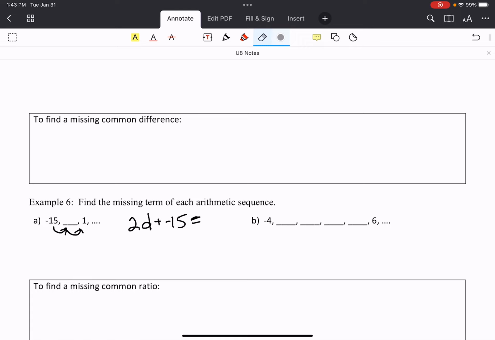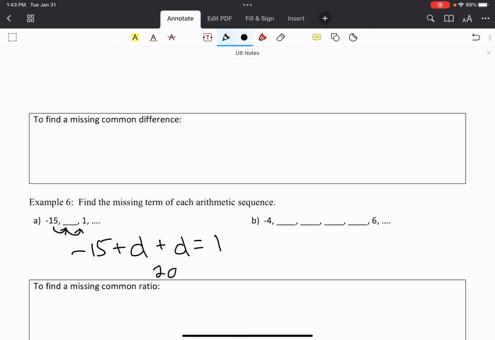I'm going to write this differently. I think it'll make more sense. A way to write an equation of this same example is like saying negative 15 plus my common difference, and then my common difference again is going to equal the 1. Does that make sense? You with me? Okay, so now let's just solve this equation.